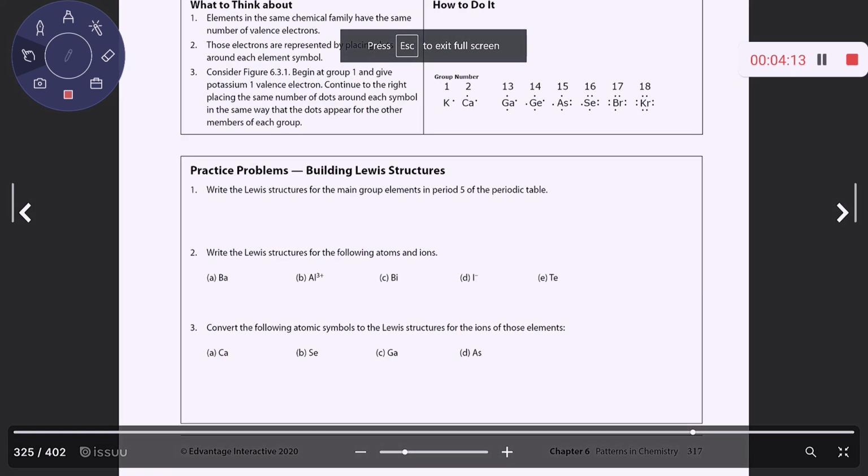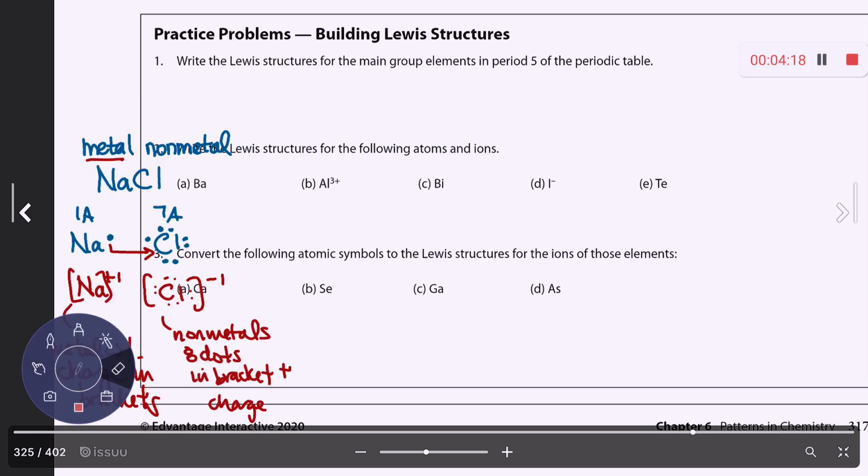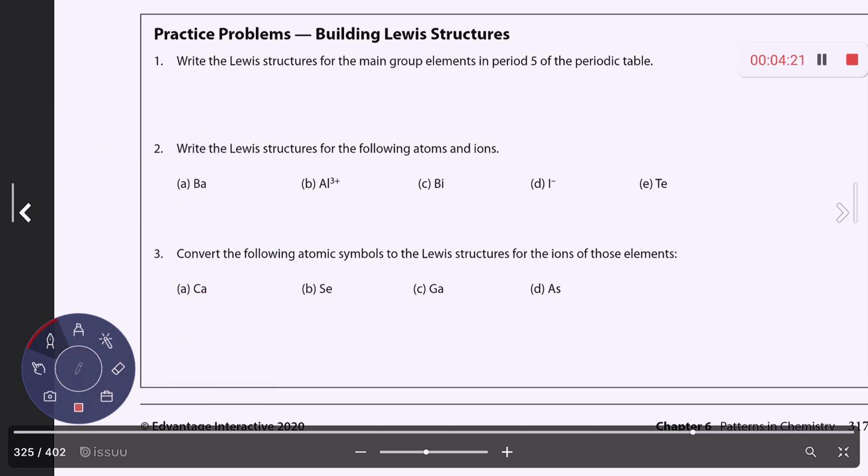Okay, so let's take a look at a couple of things here. Let's take a look at number 2. They want us to write the Lewis structures for these neutral atoms and ions. Okay, barium is in group 2A. How many dots would barium have on it? 2, yeah. It's 2 valence electrons. We have the aluminum ion. Is aluminum a metal or a non-metal? It's a metal. So since this is a metal ion, you would put the symbol in a bracket with its charge in the upper right-hand corner, and you're done.